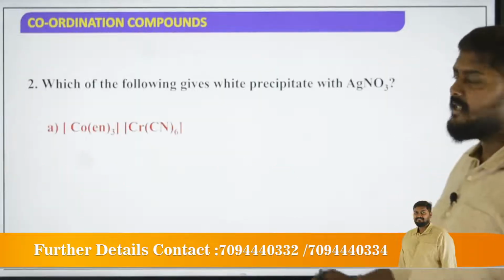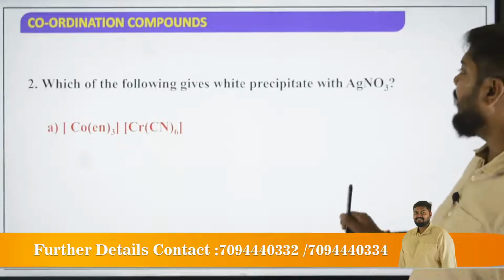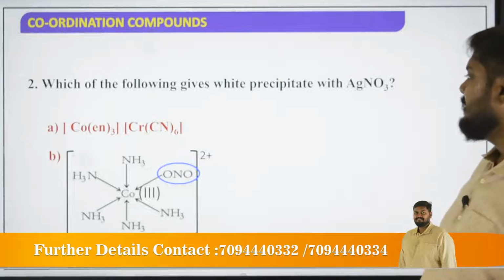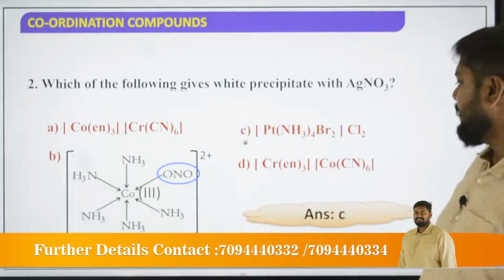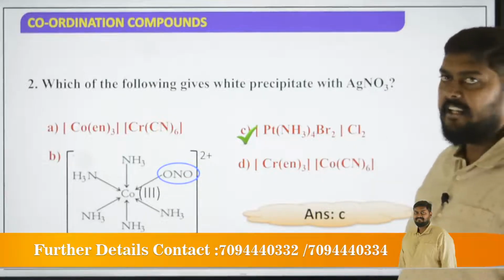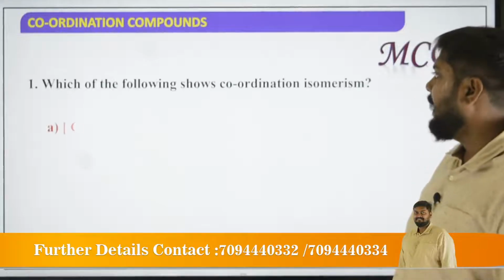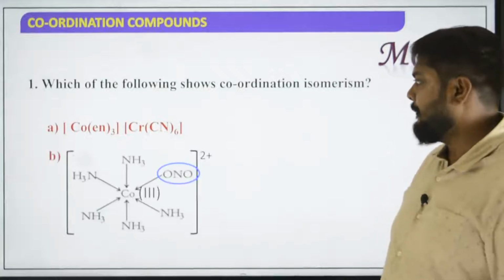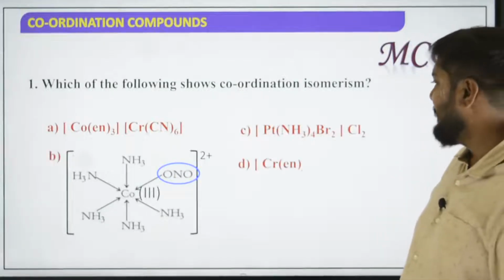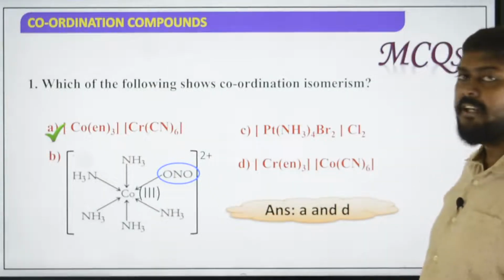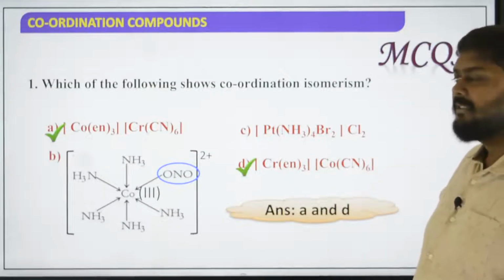So there is a question: which of the following gives a white precipitate with silver nitrate? The option will be C, [Pt(NH3)4]Br2, because when reacted with AgNO3 we will be getting AgCl, right? And which of the following shows coordination isomerism? What is coordination isomerism? A and D will be giving you coordination isomerism, right?